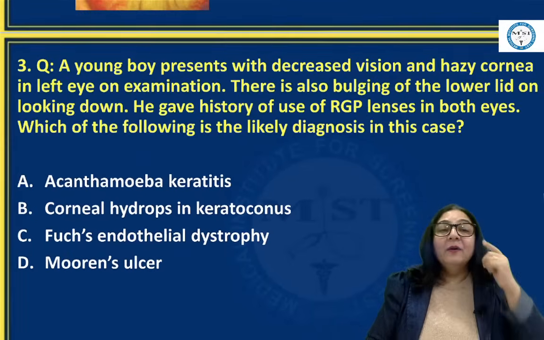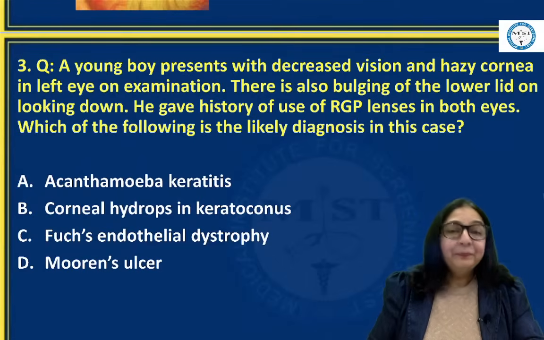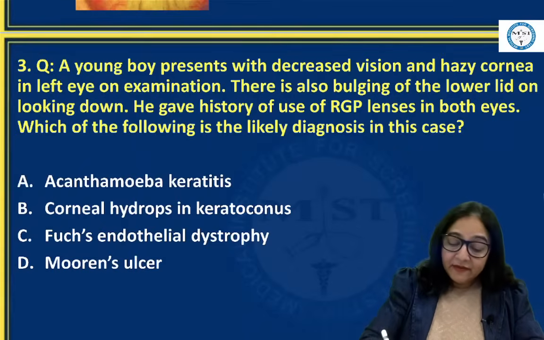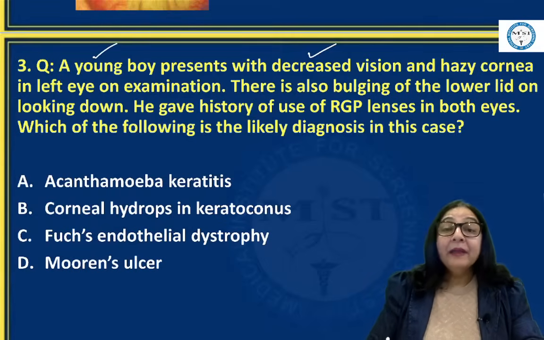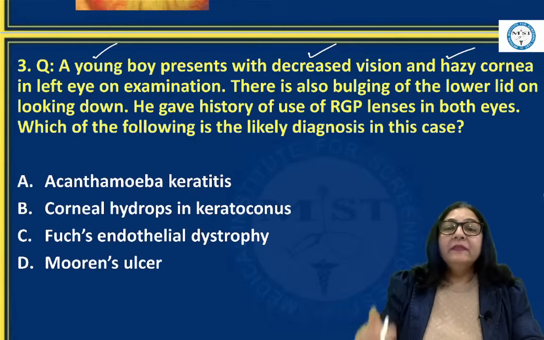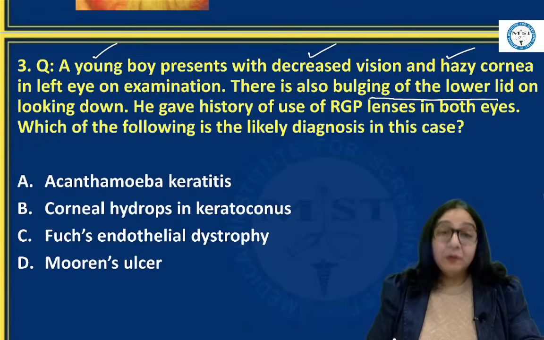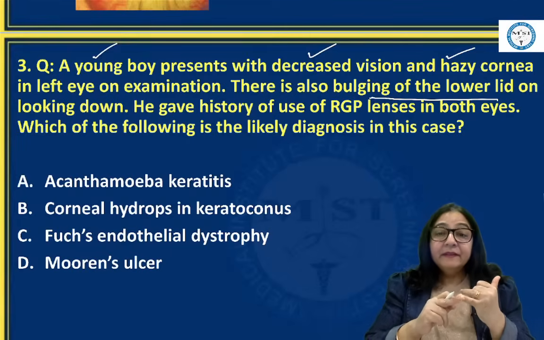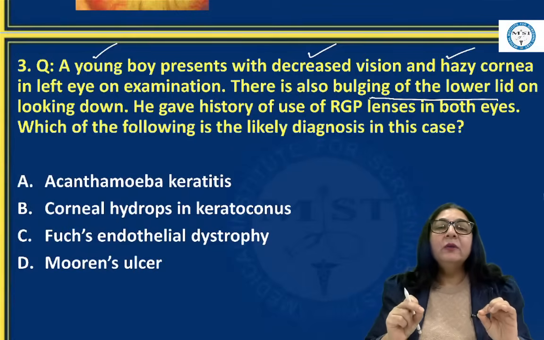All right. So friends, coming to the next clinical case scenario question. Let's read the question statement. A young boy presents with decreased vision. Again, the age group is a young boy. Hazy cornea in the left eye on examination. There is also bulging of the lower lid on looking down. So a lot of things have been told to you: decreased vision in a young person, haziness of the cornea, bulging of the lower lid on looking down.